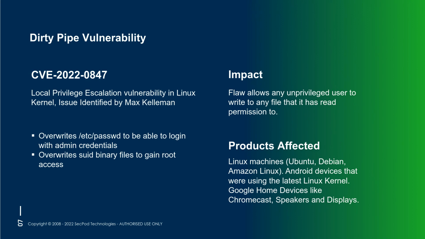So why did I mention that this should have made much more news than what it did? It is because a huge chunk of devices that are out there are affected, like Ubuntu, Debian, Amazon Linux, Android devices that were using the latest Linux kernel, all the latest devices. Then Google Home devices like Chromecast were affected, speakers and displays were affected. And vendors did take some amount of time after the exploit was publicly known to patch the issue.